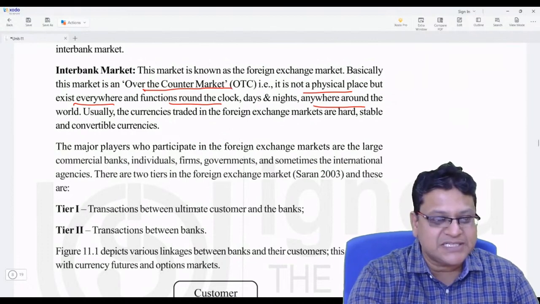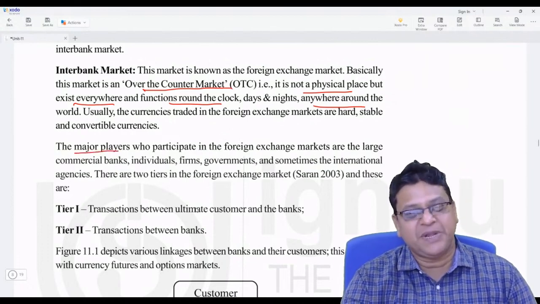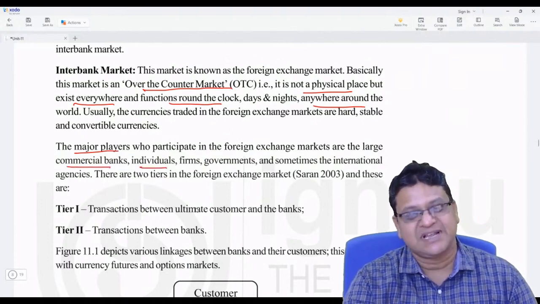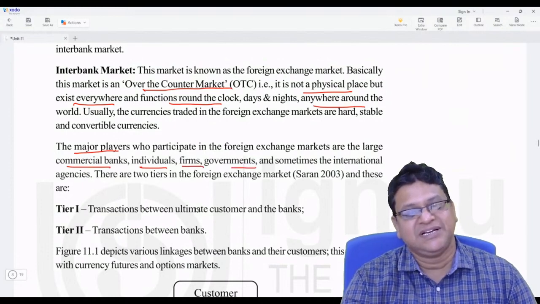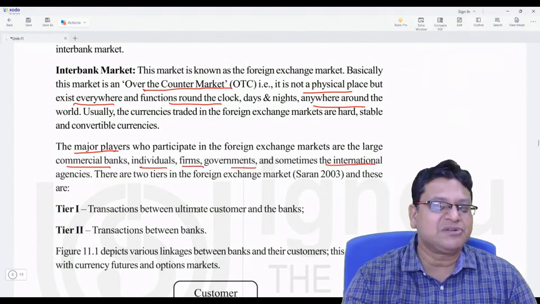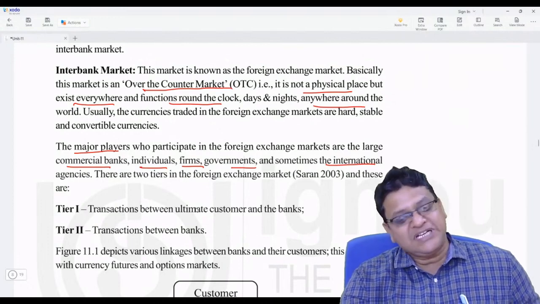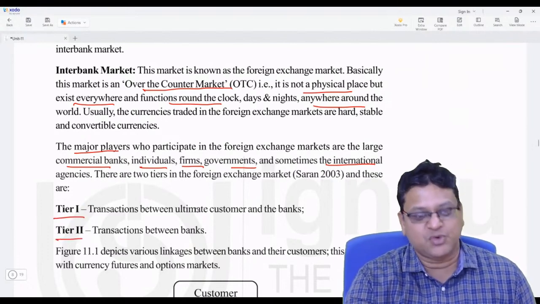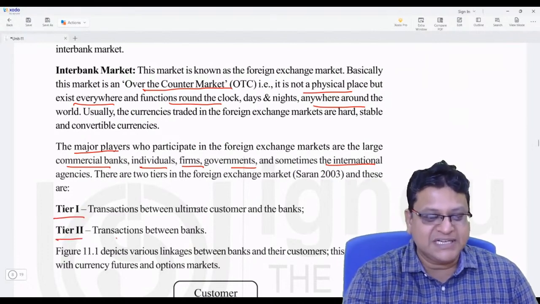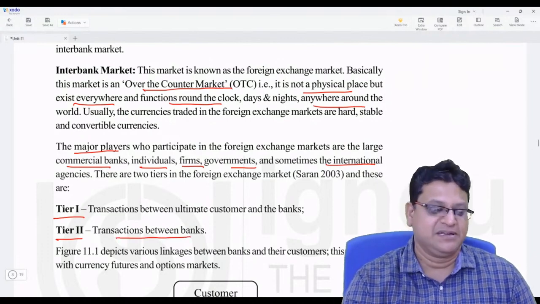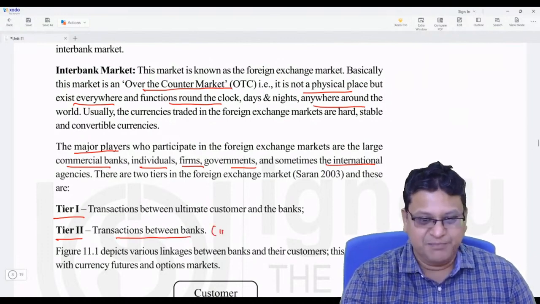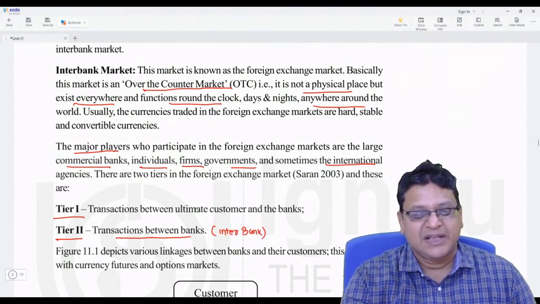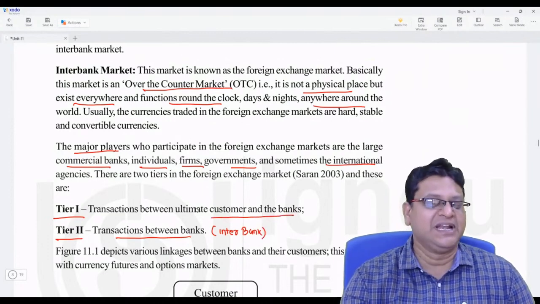Who are the major players in the forex market? The major players are large commercial banks, individuals, firms, governments, and international agencies. They are the major players of the currency market. The currency market or forex market has two tiers, tier 1 market and tier 2 market. Tier 2 is the interbank market where transactions take place between banks, and tier 1 market is the customer and bank related market.